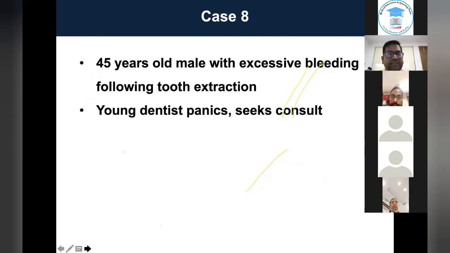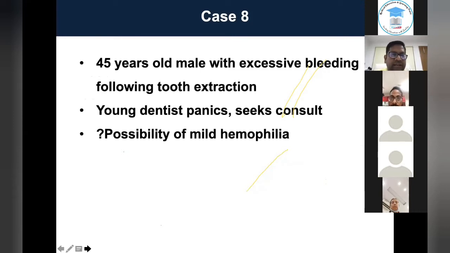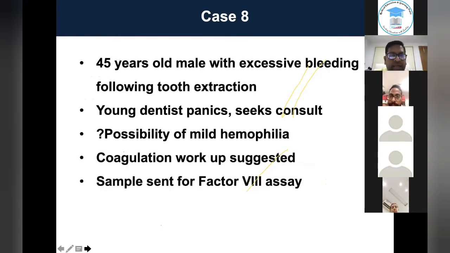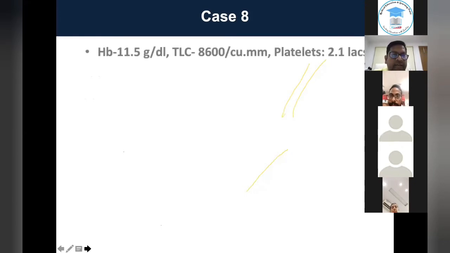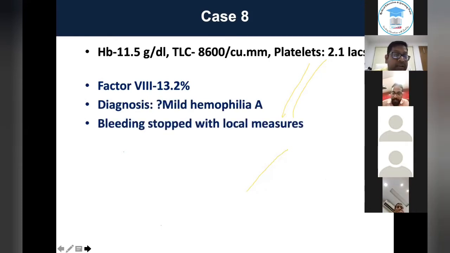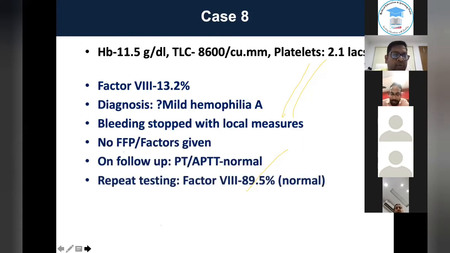Coming to the next case, a 45-year-old male with excessive bleeding following tooth extraction. Young dentists panic, suspect the possibility of mild hemophilia, and a coagulation workup is suggested. Sample sent for factor VIII assay. Other tests look normal. Factor VIII is 13.2 on the same sample. Diagnosis of very mild hemophilia, but surprisingly the bleeding stopped with local measures. No factor VIII or DDAVP given. On follow-up, PT and APTT were normal and factor VIII levels were 89.5%.